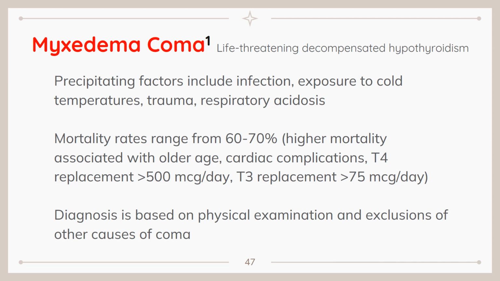This mortality rate for myxedema coma is pretty high, especially compared to that thyroid storm. So it is 60 to 70%, and it is higher, especially in patients who are older aged, cardiac complications, who are taking a lot of T4 and a lot of T3. And it's typically just based on physical examination and exclusions of other causes of coma.